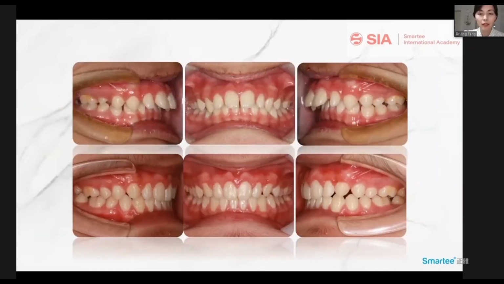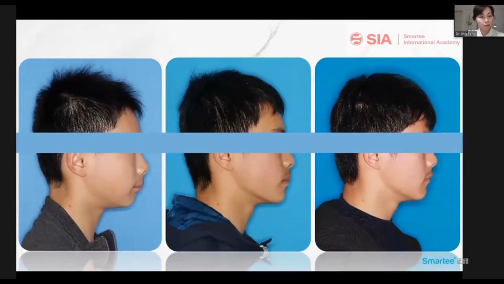Okay, this is the end result of this 3-depth malocclusion without any teeth taken out, with no distalization, and of course with no surgery. We restored this malocclusion in a very smart way, and the profile improved dramatically.